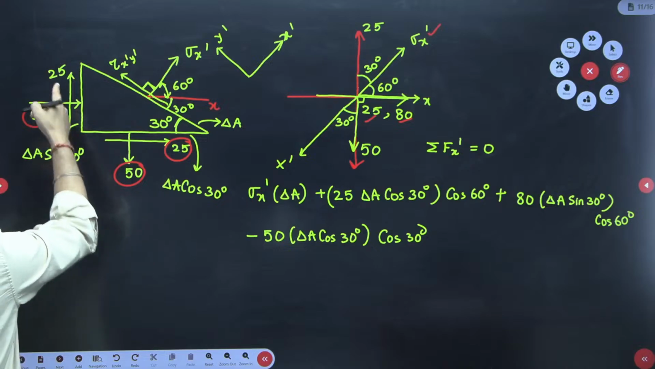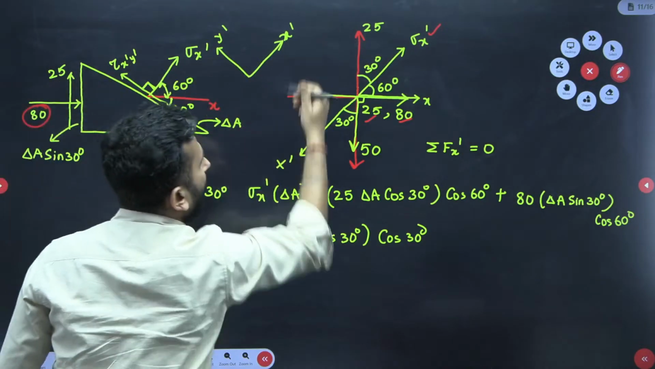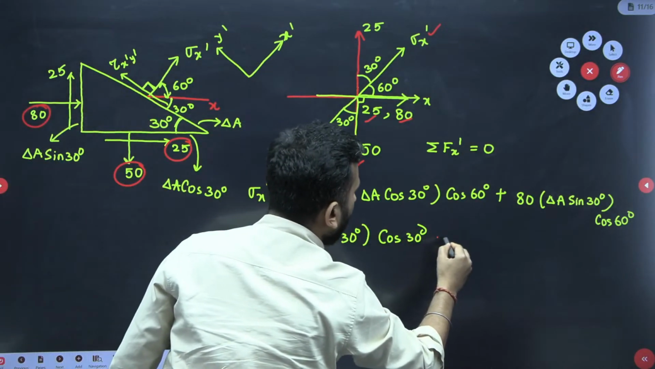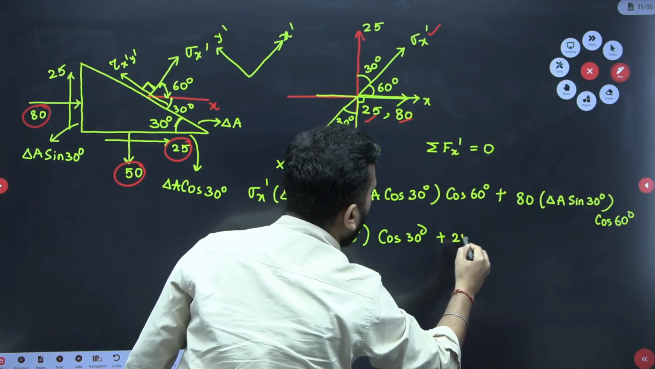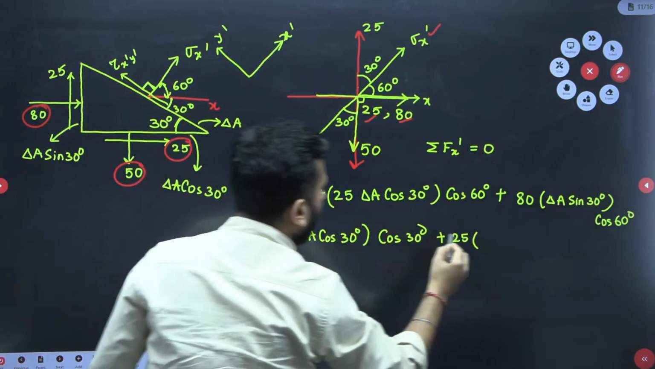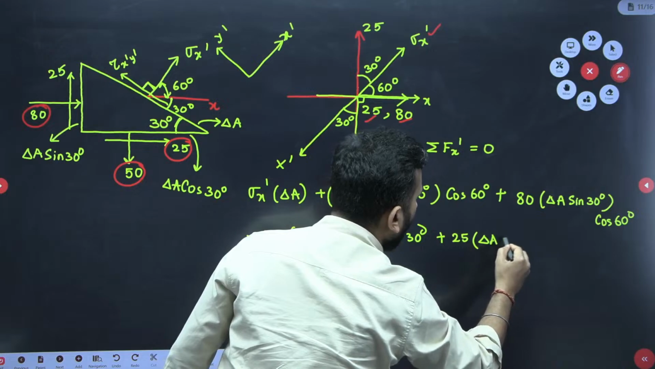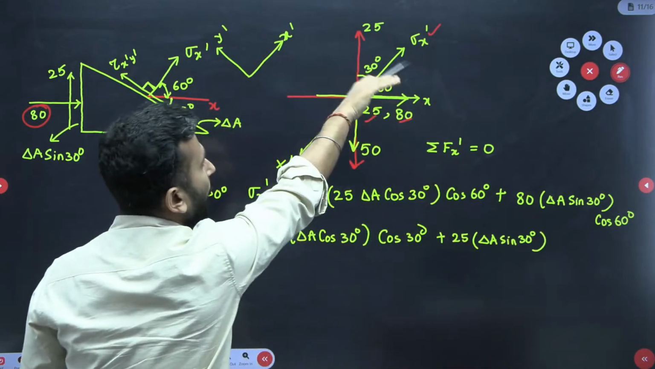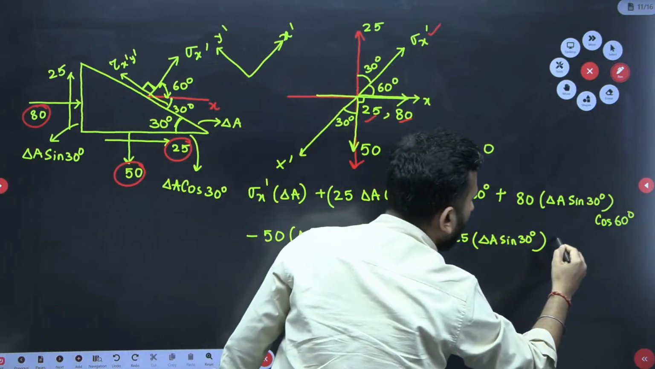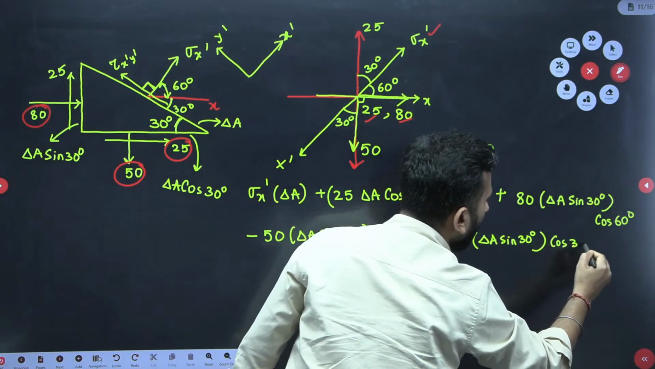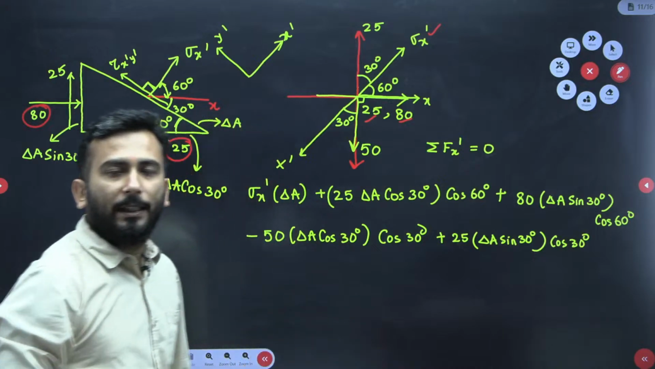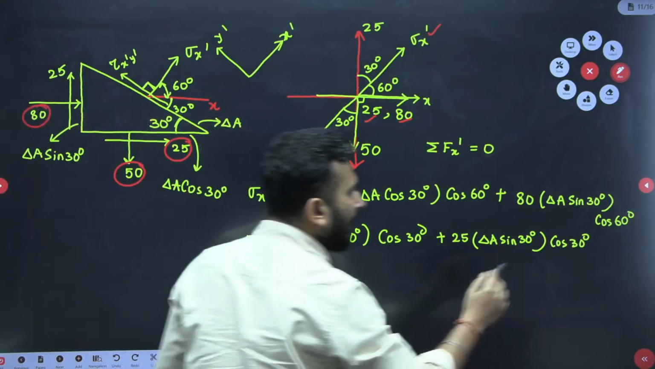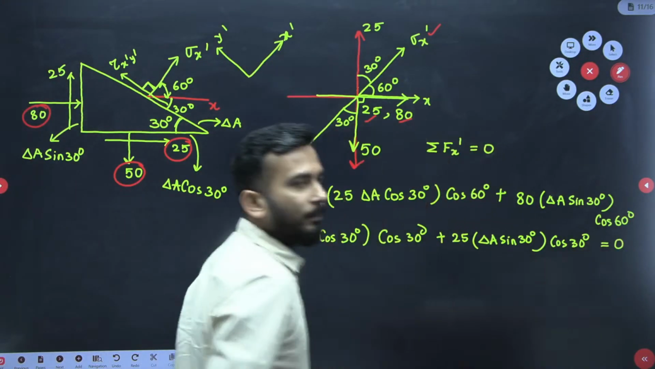Only this 25 is left, which is in the vertical direction. So plus 25. It is acting on which area? Delta A sin 30. But you have to take the component this way, so cos 30. All the forces I have written, very neatly, equal to 0.